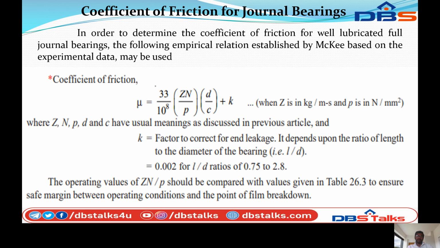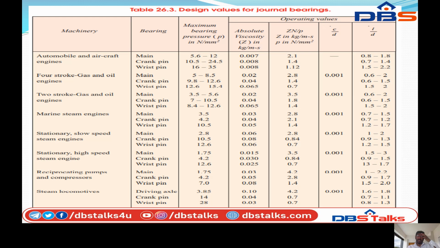The operating values of ZN by P should be compared with the values given in the table to ensure a safe margin between operating conditions and the point of film breaking. So we can compare the operating values of ZN by P with the table. Let us see the tabular column provided for the ZN by P ratios for the journal bearing.